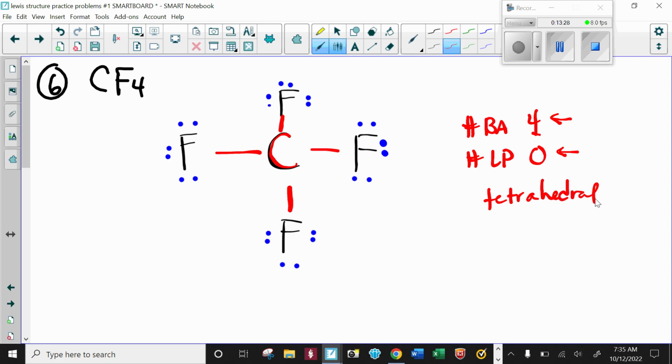Okay, so that is how you identify your molecular shapes. You simply are looking for your bonding atoms, which are the ones that are attached to the middle one, and then you're looking for how many electrons are on the middle atom.